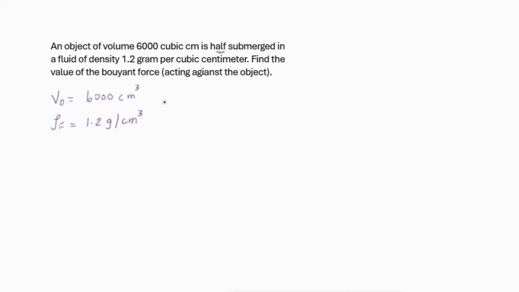Now, the volume of this object is 6,000, but it is not all submerged. The volume of the object submerged is half of that. Hence, the volume of the fluid displaced is going to be 1/2 of 6,000, which is going to be 3,000 cm cube.